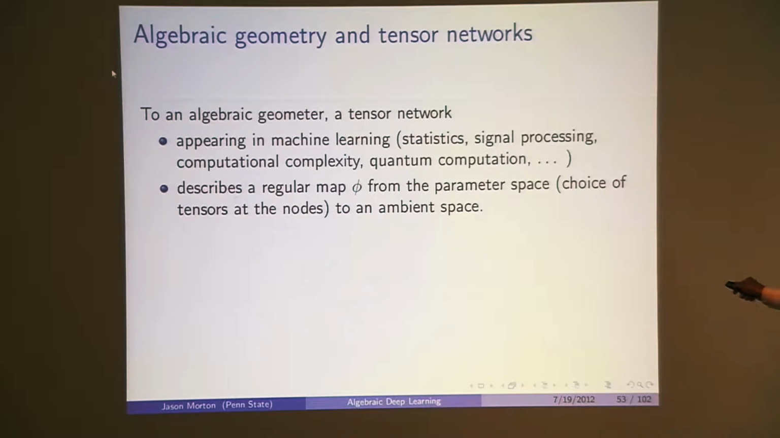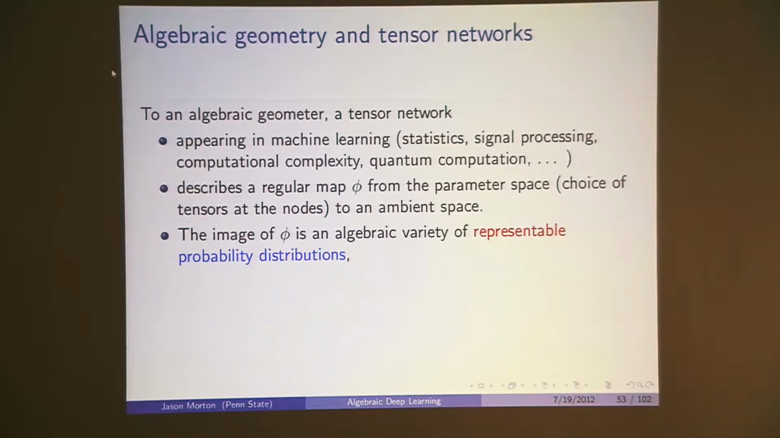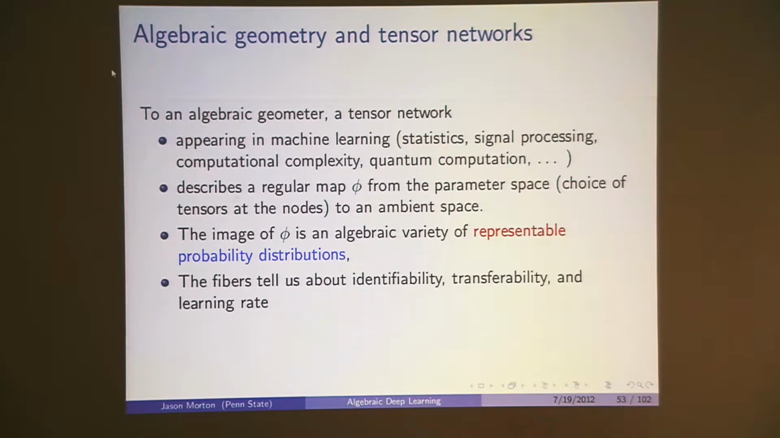These things describe a regular map from the parameter space, so a choice of tensor at each of the nodes, a choice of parameters, to some ambient space, which is our probability space. And the image you could think about as the variety of representable probability distributions. So the set of all things that I can explain with this model, or I can represent with this model, has the structure of an algebraic variety. So we should use this technology to help understand what's going on.